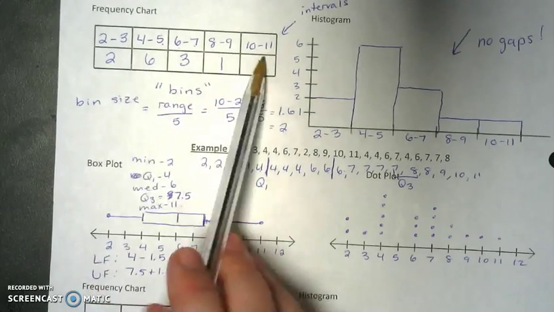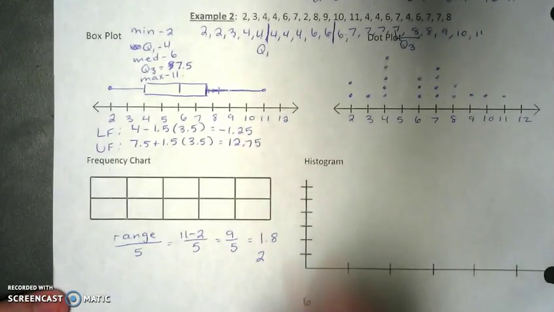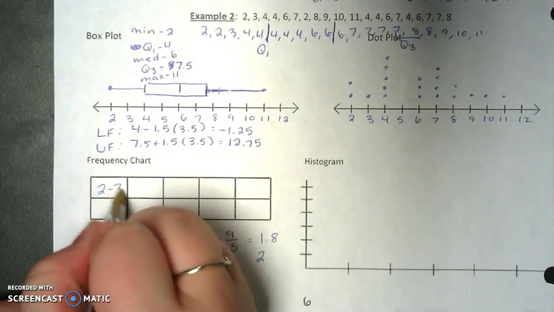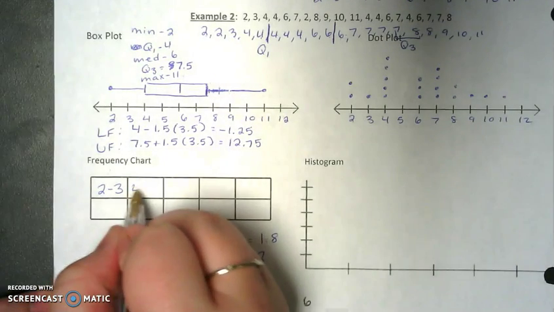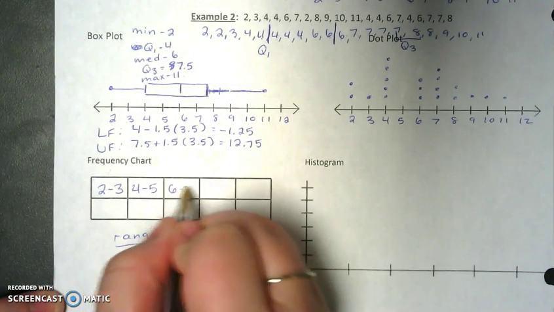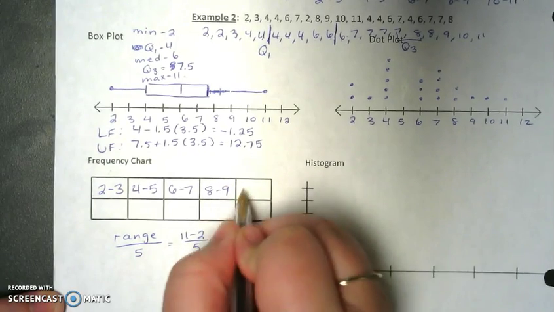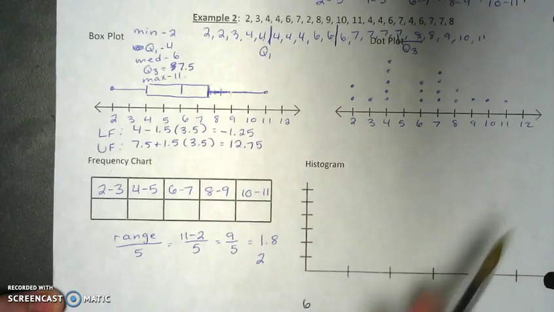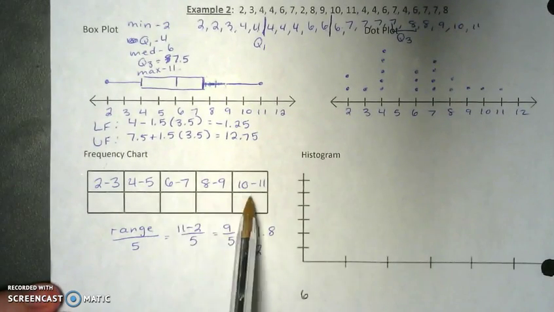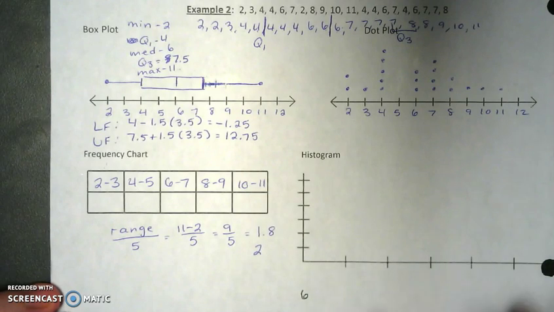So we're going to have the exact same bins as these. We're going to have 2 to 3, so that holds 2 numbers, 4 to 5, 6 to 7, 8 to 9, and 10 to 11. So go ahead and see how many numbers fit in these, and go ahead and complete your histogram.